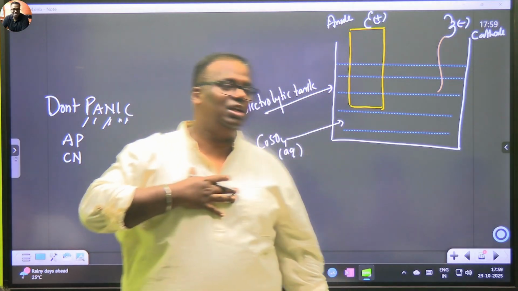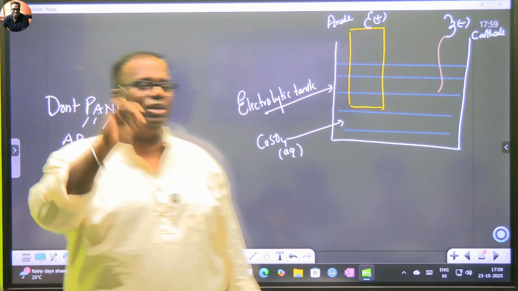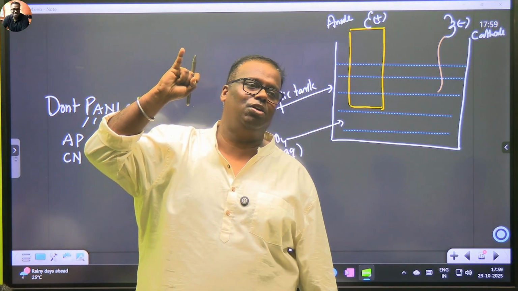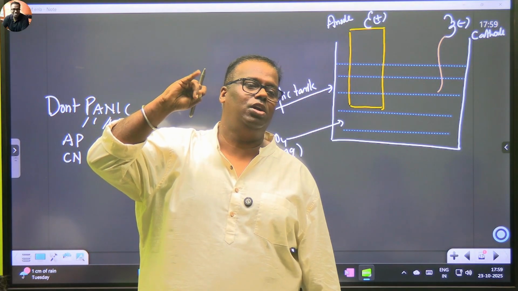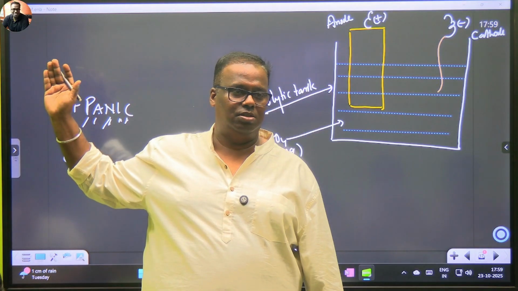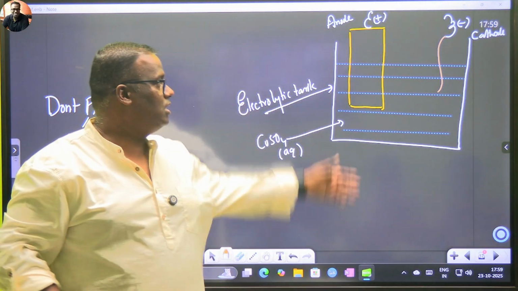But since we are in electrolytic tanks, we need not bother about grade 12 now. In electrolytic, this formula holds. Whether you are doing electrolytic refining or electroplating, positive is anode, negative is cathode. Understood? So let's see the reactions now.